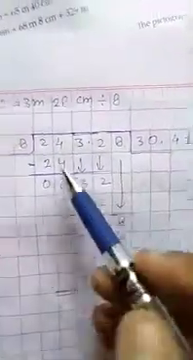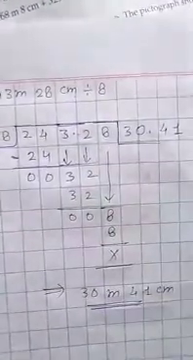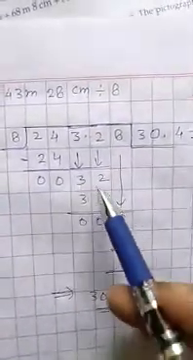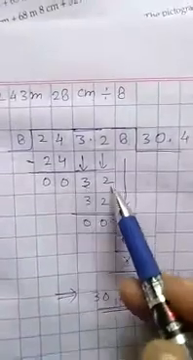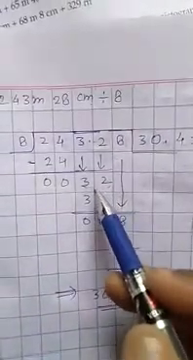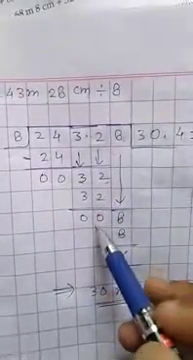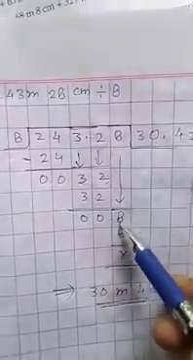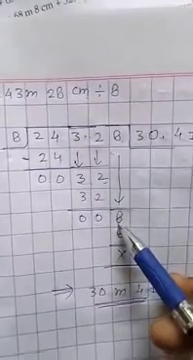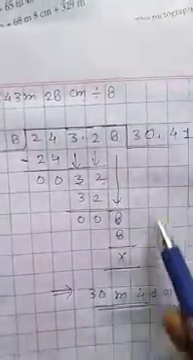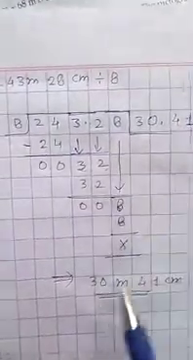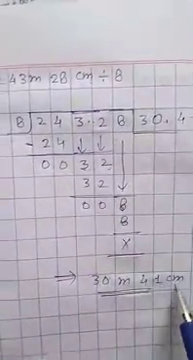8 fours are 32, sorry, it will be 32. Now we will divide 32 by 8. 8 fours are 32. It will be 0. Now we will write 8, and now we will divide 8 by 8. 8 ones are 8. So the answer is 30.41, 30 meter 41 centimeter.